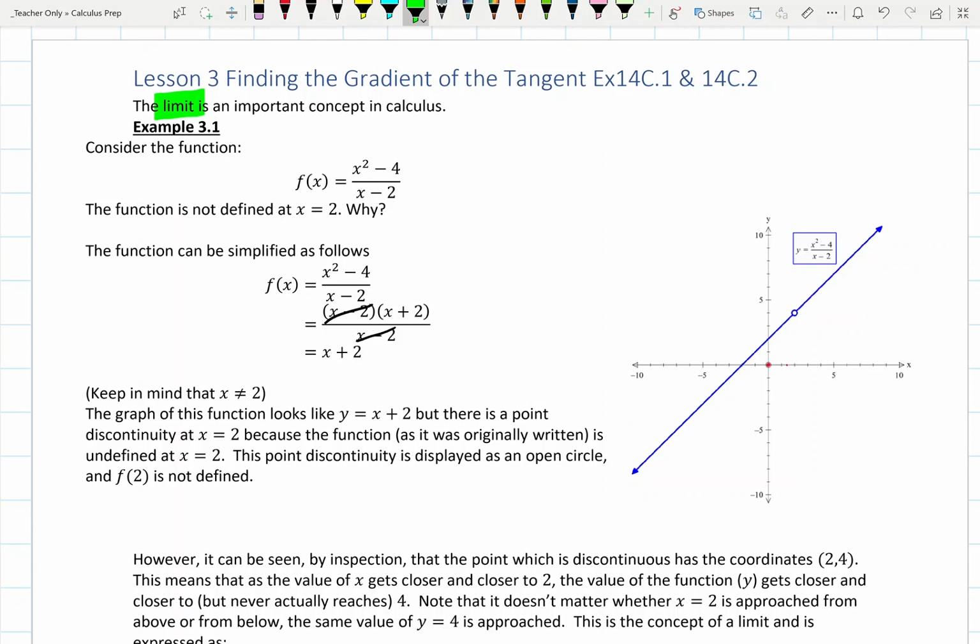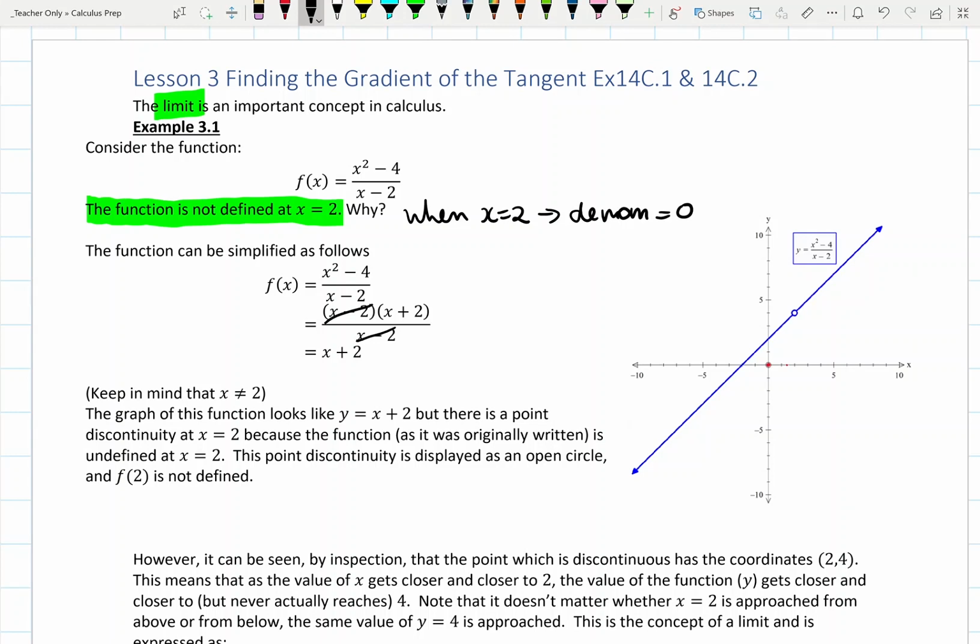To investigate the limit, first we're going to have a look at the function x squared minus 4 divided by x minus 2. And the function is not defined at x equals 2. Why is that? You should recognize that when x equals 2, the denominator equals 0, which causes the function to be undefined.